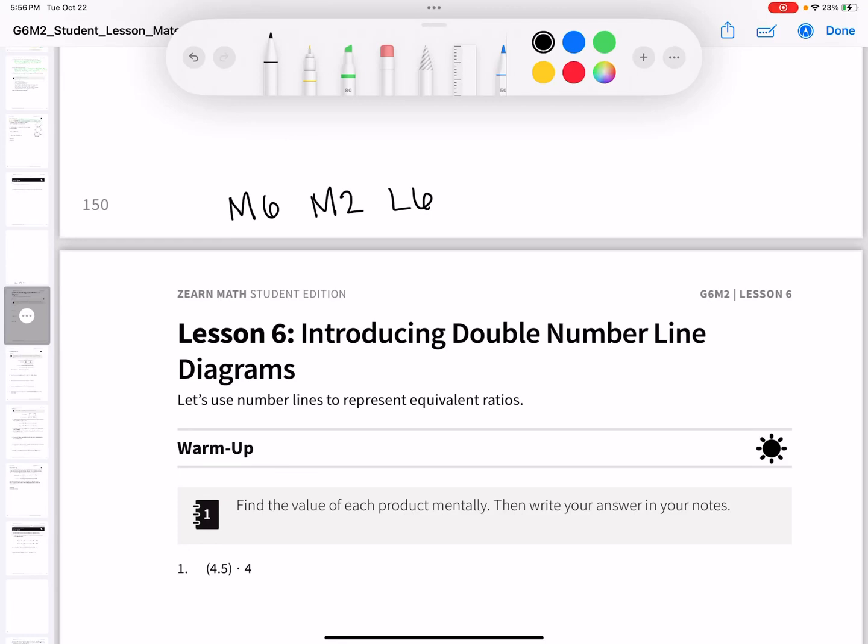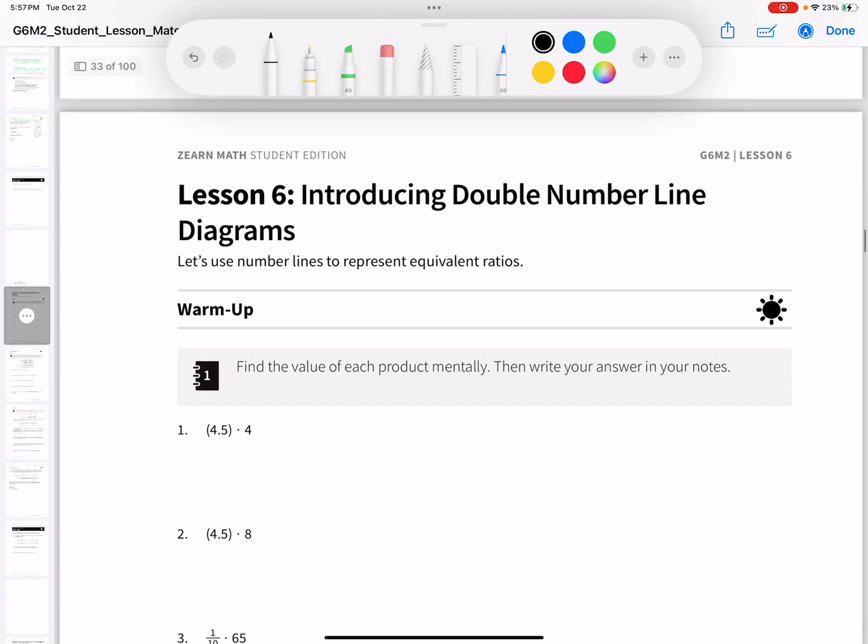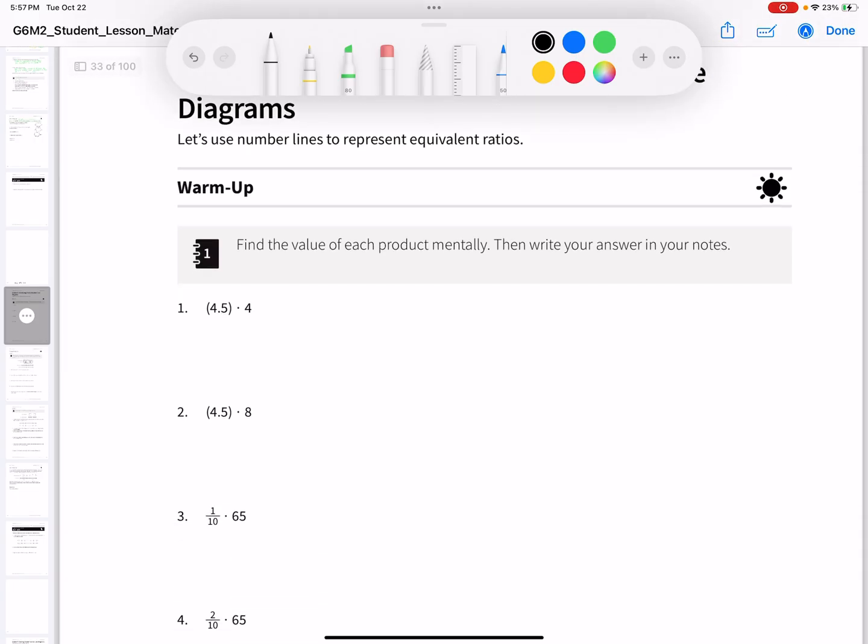All right, today we are doing Math 6, Mission 2, Lesson 6, introducing double number line diagrams. We're going to use a double number line to represent equivalent ratios. The warm-up: find the value of each product mentally, then write your answer in your notes.